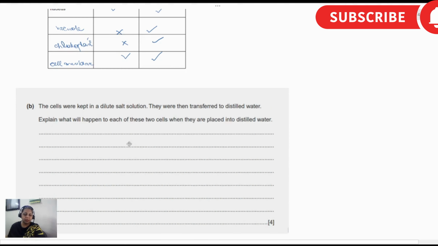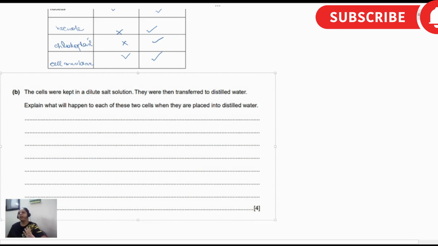You are moving a cell from salt solution to distilled water, or you can also say you are moving it from isotonic to hypotonic. Now, what's going to happen? You can explain to me in easy words what will happen if you place something in water. Like we are soaking the pulses, the rice before cooking. Why do we do that?